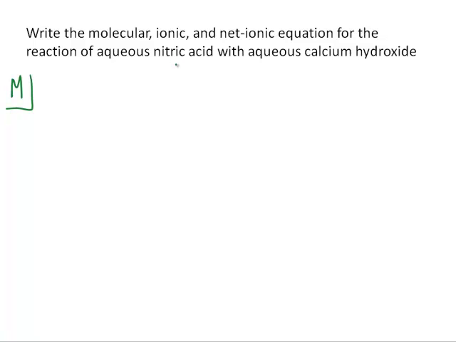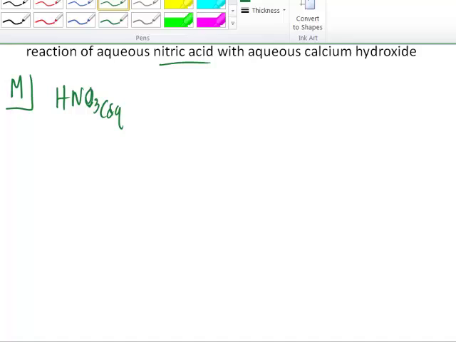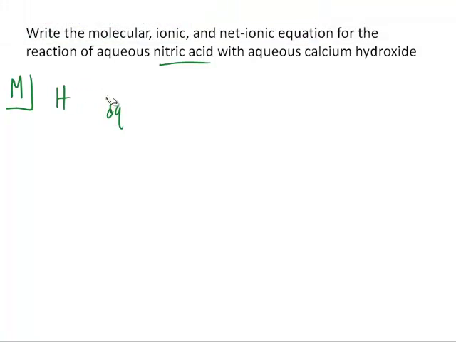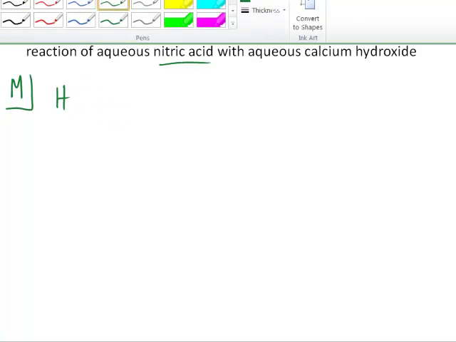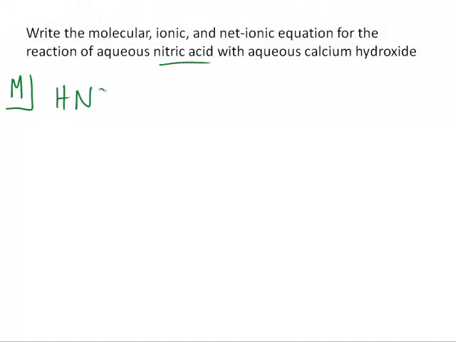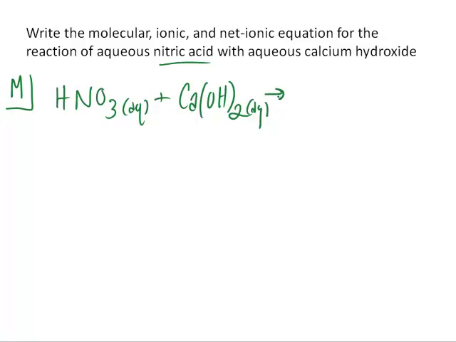equation. So we have to remember that nitric acid is HNO3 because, of course, nitrate is NO3 minus, and that's what dictates the fact that it is the nitric. The -ate becomes -ic, the naming mechanism for acids that we learned several units ago. So HNO3 aqueous plus calcium hydroxide, we know that's going to be Ca(OH)2 aqueous.